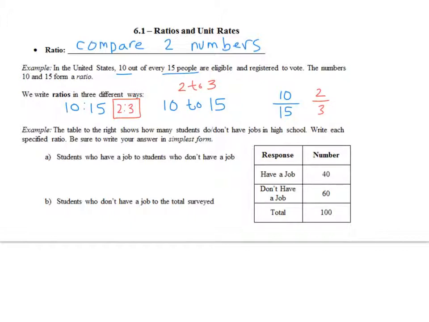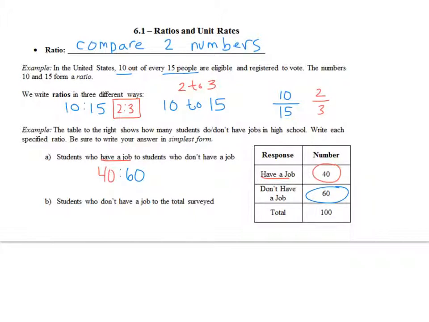Next example. The table to the right shows how many students do or do not have jobs in high school. Write each specified ratio. Be sure to write your answer in simplest form. So simplest form is reducing, just like we did up here. So letter A, students who have a job to students who don't have a job. So let's look on our table over here and find the students who have a job. So this one is have a job. Which ones have a job? Right here. So it's 40. To students who don't have a job. So don't have a job are 60. So I'm going to compare 40 to 60.